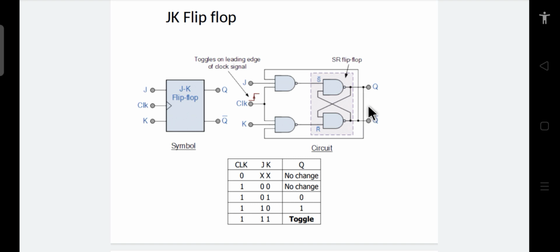Now again when this particular 1 feeds back to here, you will see that it will become 0 and this will become 1, and again the transition will take place. So the output keeps on changing from 0 to 1 and 1 to 0. That is why it is called toggle. That is why we say the output is toggling.